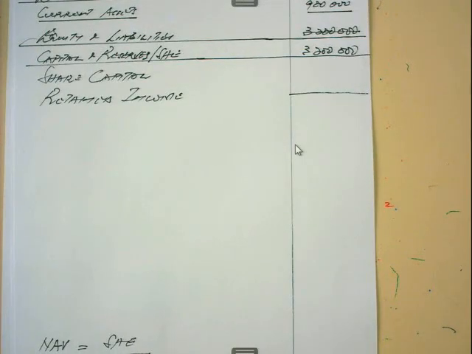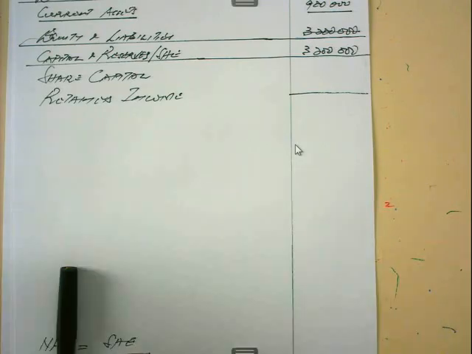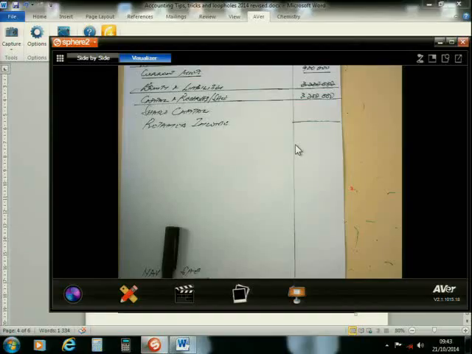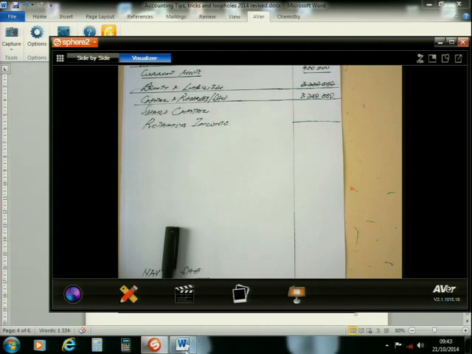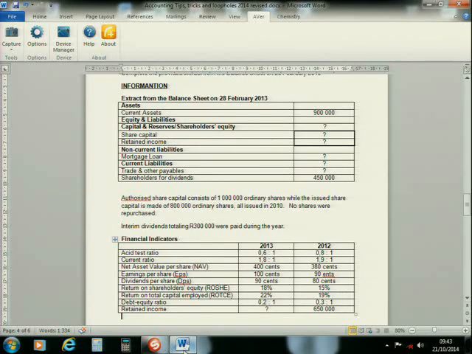Looking at the given financial information, you have amongst financial indicators, earnings per share, 100 cents. You also have your retained income at the beginning of the year. What you need to do in determining your retained income at the end of the year is take all relevant information and in a way prepare the retained income note.